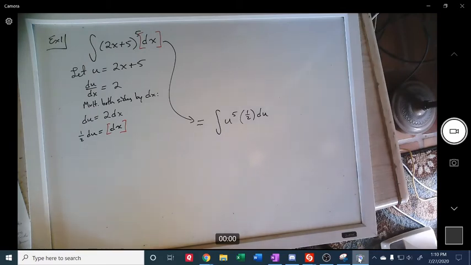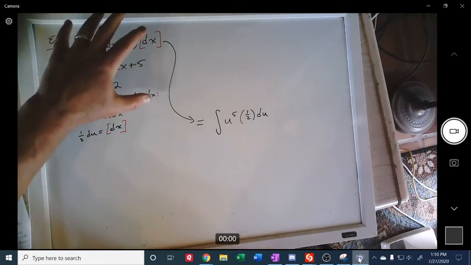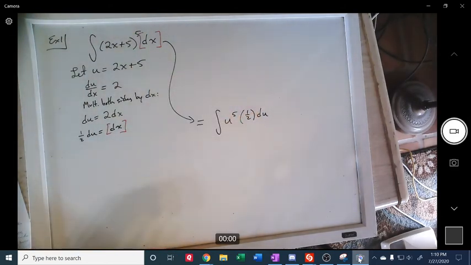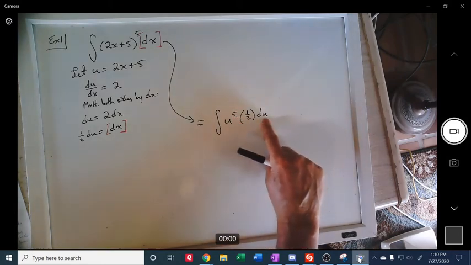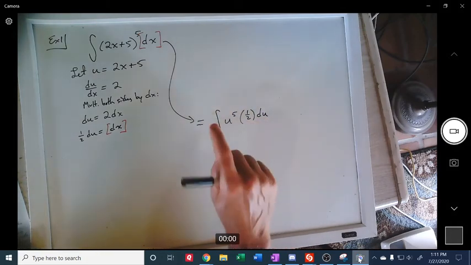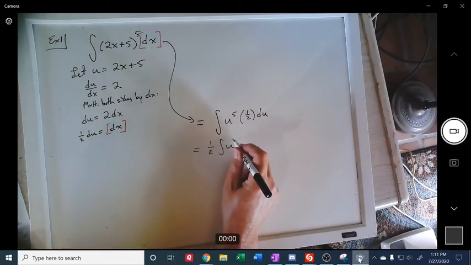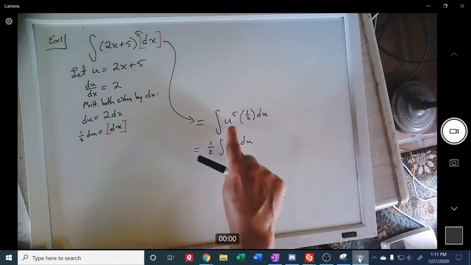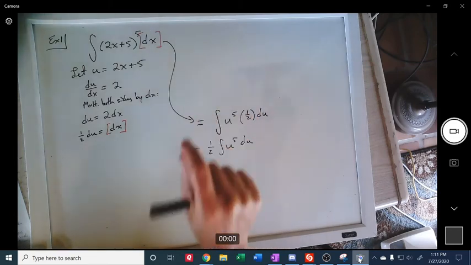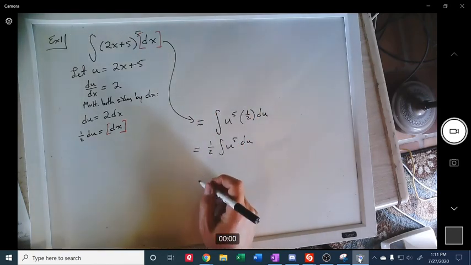And now we've changed this from a function of a function into something that's just the same variable to a power, and then that du. So I don't need to, I can do this one. This 1/2 gets to come out front. And from now on, when I go from here to here, any constants I'll just put out in front. So I don't have to do 2 steps here.